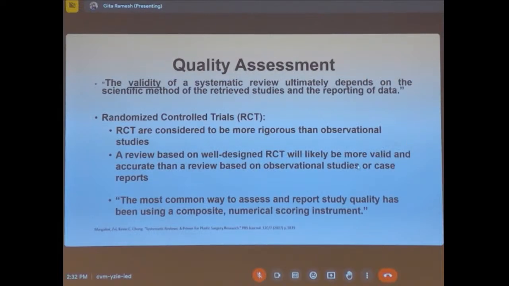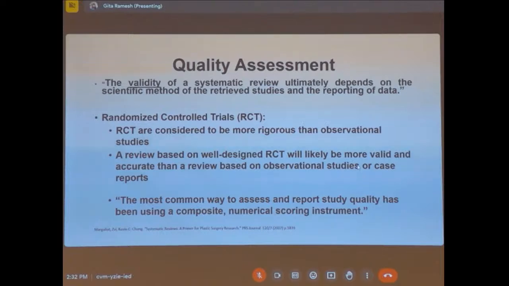Certain quality assessment tools, validity, how is it being done? The validity of a systematic review ultimately depends on the scientific method of the retrieved studies and the reporting of the data. That is how validity of a systematic review is being done.